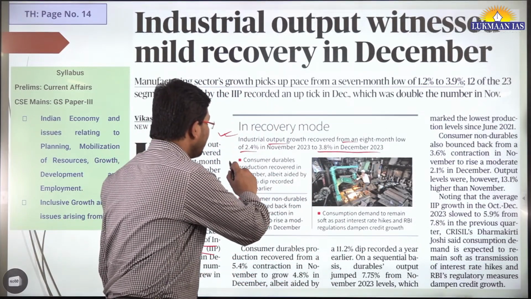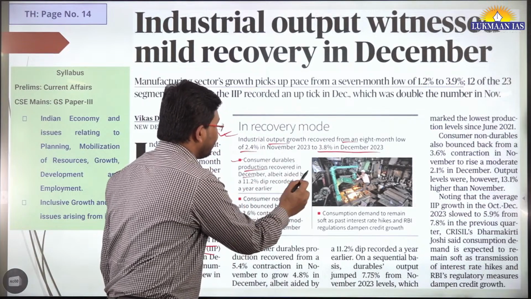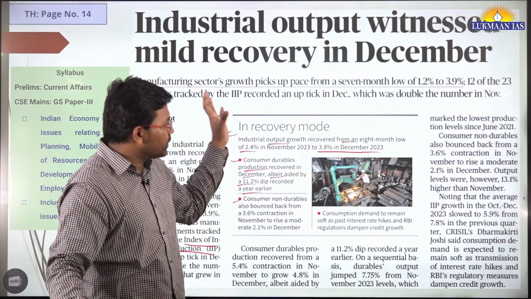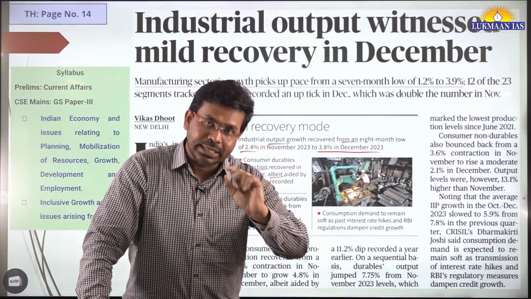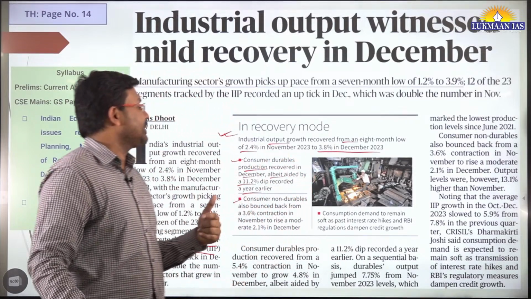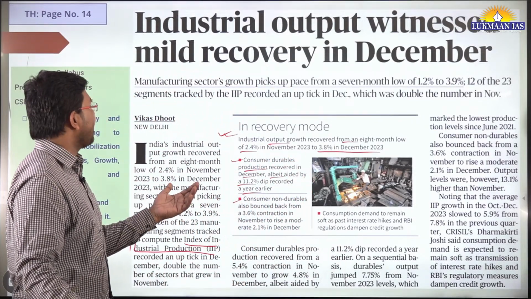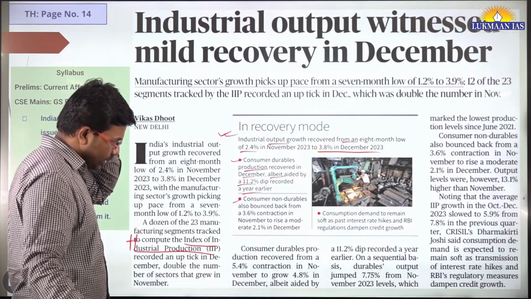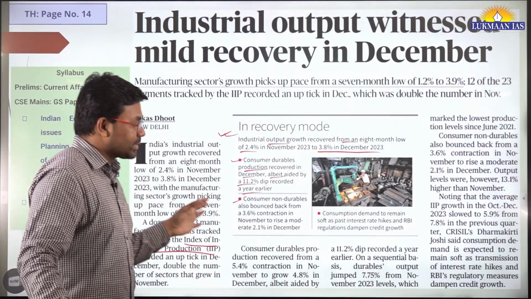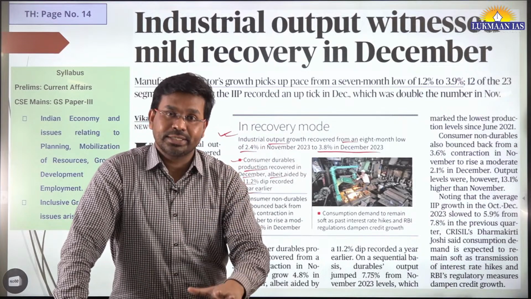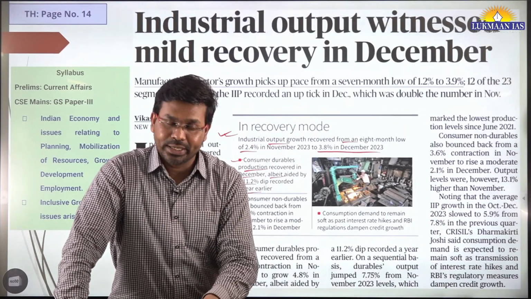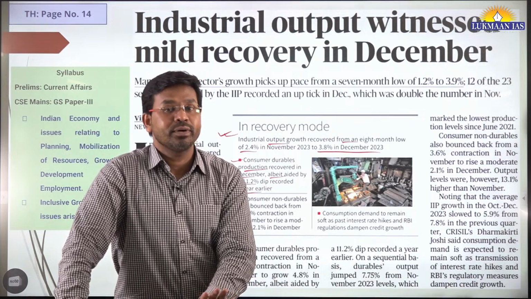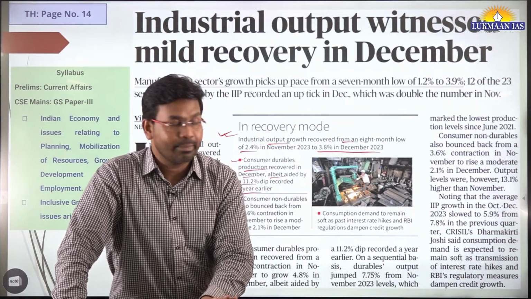Consumer durables production recovered in December, albeit aided by a low base. Here they have only mentioned that some of the industrial goods have seen some bouncing back. This has been released by the index of industrial production. In the index there are 8 core industries. You need to read about those 8 core industries, what the basket of goods is that is part of them. You need to learn about it.